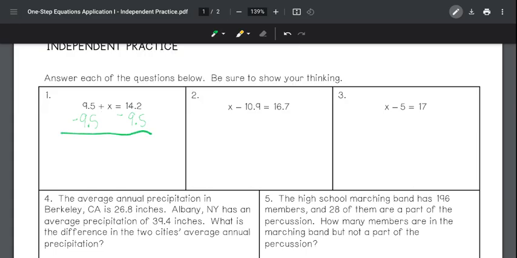Okay, so 9.5 minus 9.5 is 0, so we're just left with x on the left side. And then you put your equal sign, and we have to solve 14.2 minus 9.5. Can't do 2 minus 5. So 4 turns into a 3. 2 turns into a 12. 12 minus 5 is 7. Can't do 3 minus 9, so 1 turns into a 0. 3 turns into a 13. 13 minus 9 is 4. So x equals 4.7.